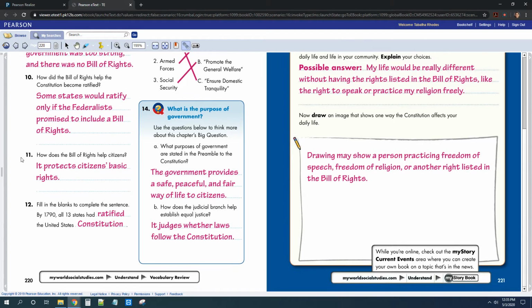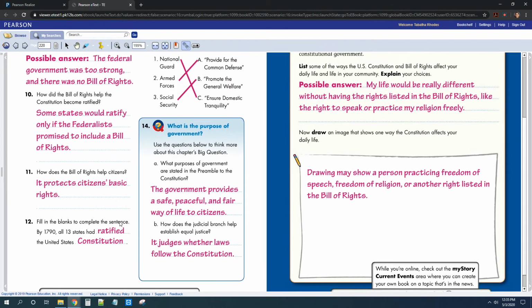All right, number 11, how does the Bill of Rights help citizens? Well, it protects our basic rights. It protects things like our freedom of religion, our freedom of speech, the things that we are used to in our everyday life, but they weren't always something that was protected. So that's how it helps us. All right, for number 12, you had to fill in the blanks. By 1790, all 13 states had ratified the United States Constitution. So make sure you fill in those blanks.